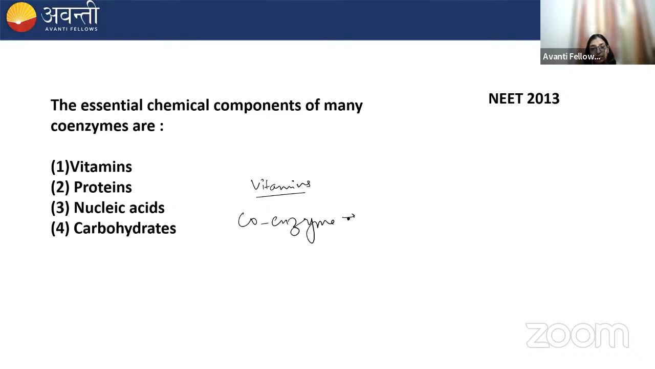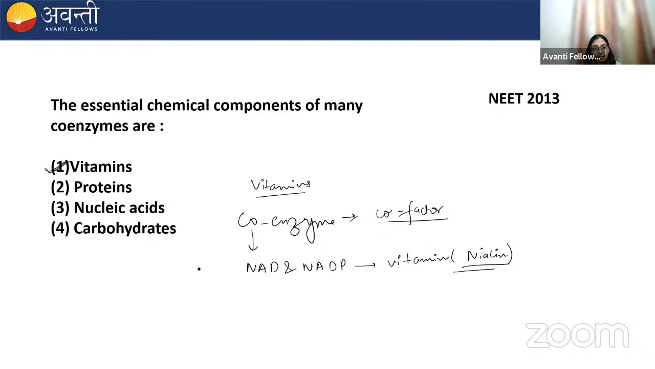Remember, the coenzymes are cofactors. I told you there are 3 types of cofactor: prosthetic group, metal ions, and coenzyme. Prosthetic groups are organic compounds which are tightly bound to the apoenzyme. Coenzymes are organic compounds which are loosely bound to the apoenzyme. Examples of coenzymes are NAD and NADP, which contain a vitamin called niacin. The question is asking the essential chemical component of many coenzymes, which is vitamin. So the correct option is vitamin.